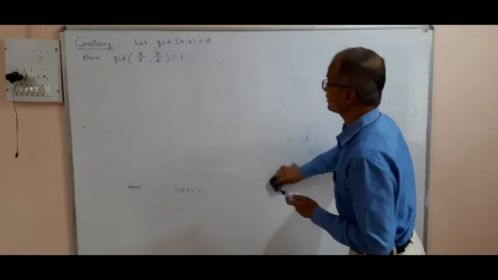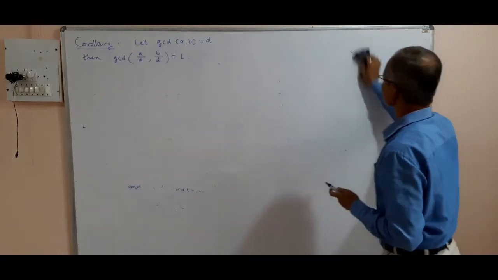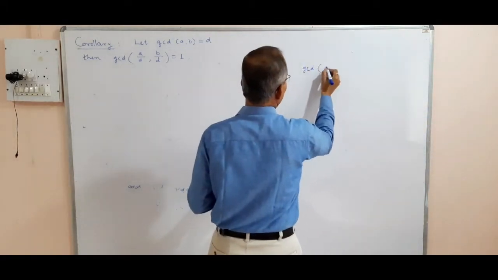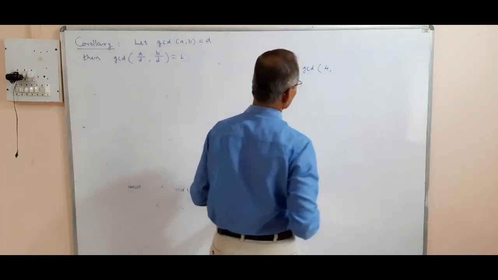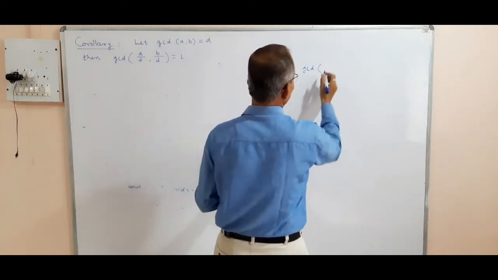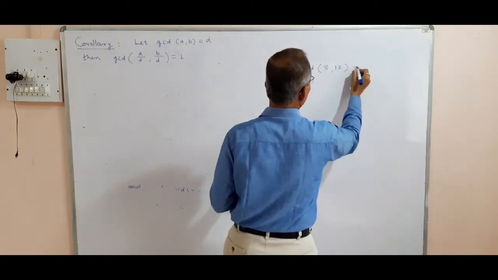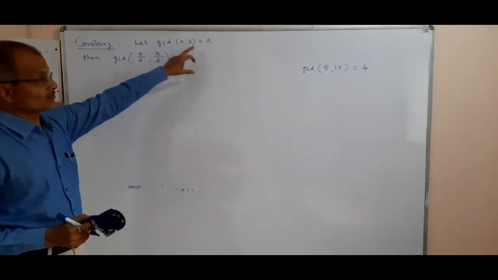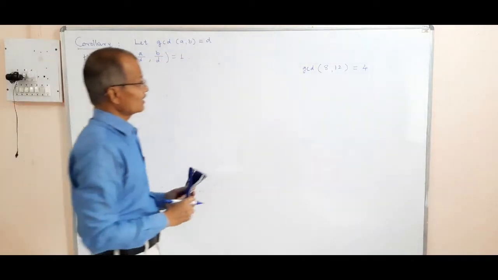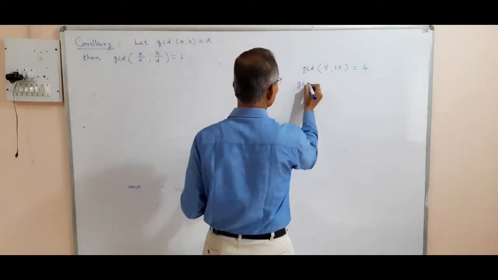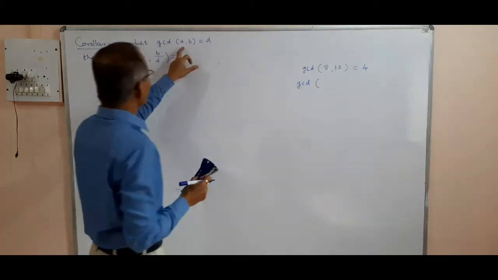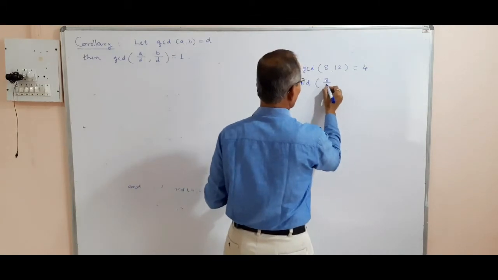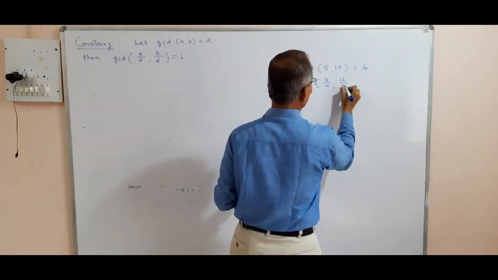So an example can be considered like this. You see, we have GCD of 8 and 12. What is the greatest common divisor of 8 and 12? That is 4. Like this, we verify this theorem. And now what is the result? A divided by D, here 8 divided by 4 and 12 divided by 4.